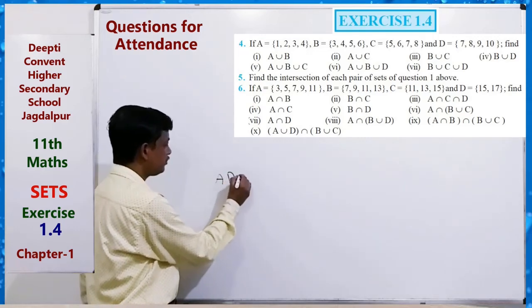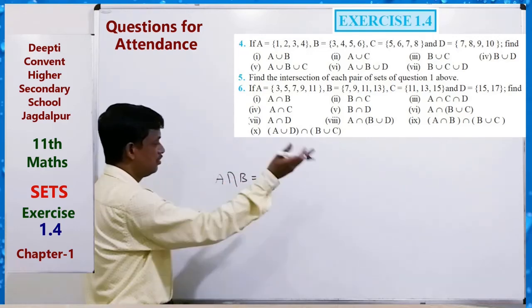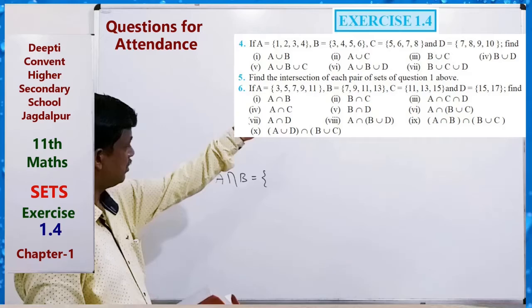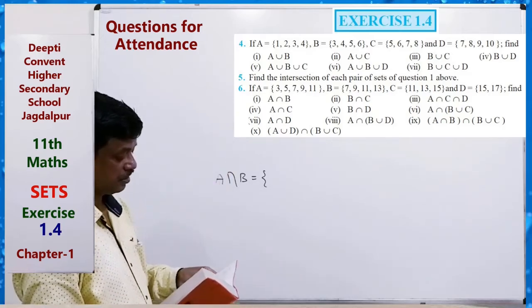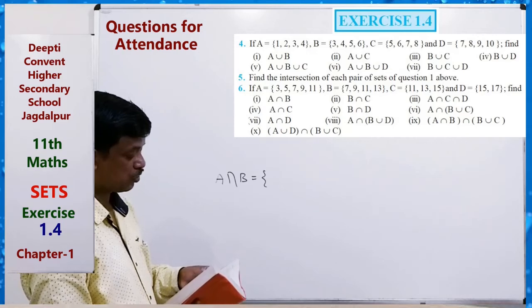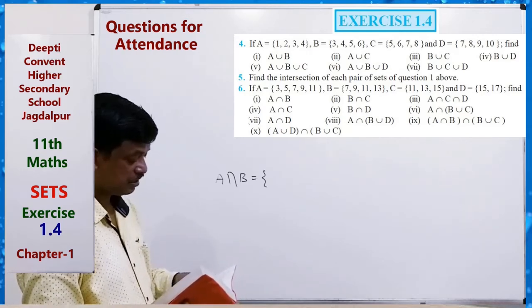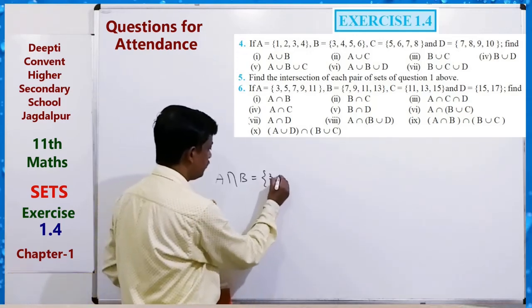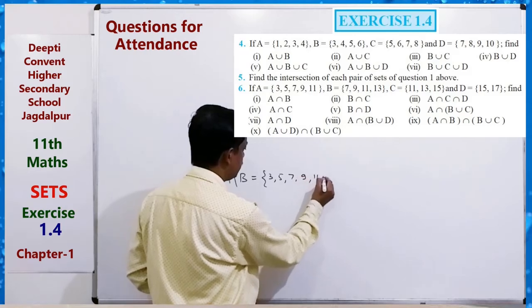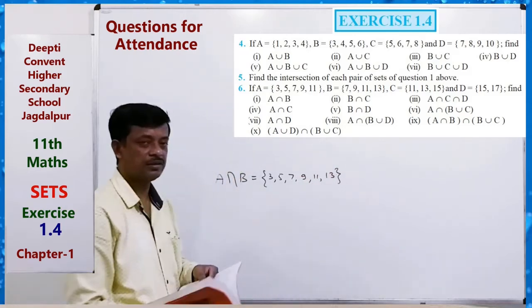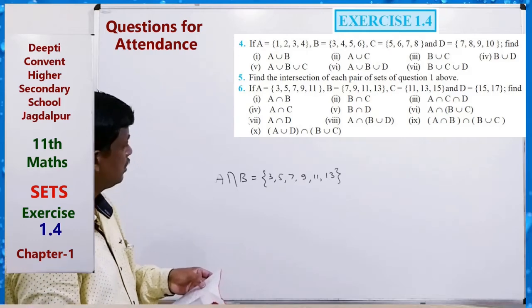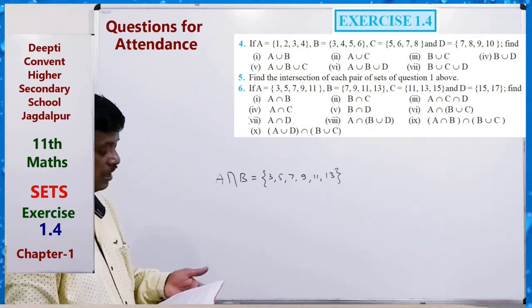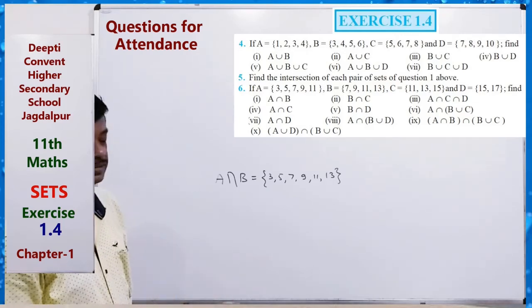Intersection means what? Suppose taking the first question, 3, 5, 7, 9, 11 are A, and B is 7, 9, 11, 13. For union you would write all the elements, 3, 5, 7, 9, 11, 13, and the common elements 7, 9, 11 you write one time, and 13 is remaining. So that is A union B.